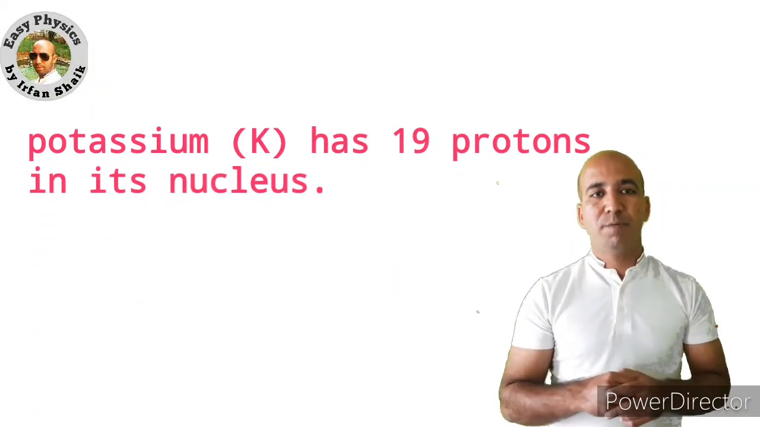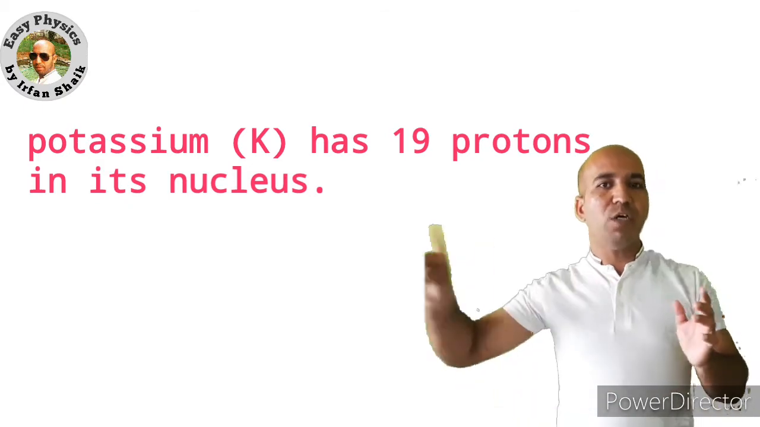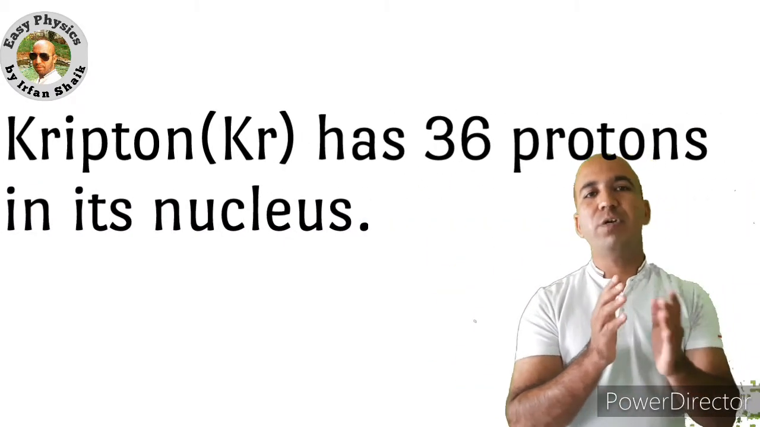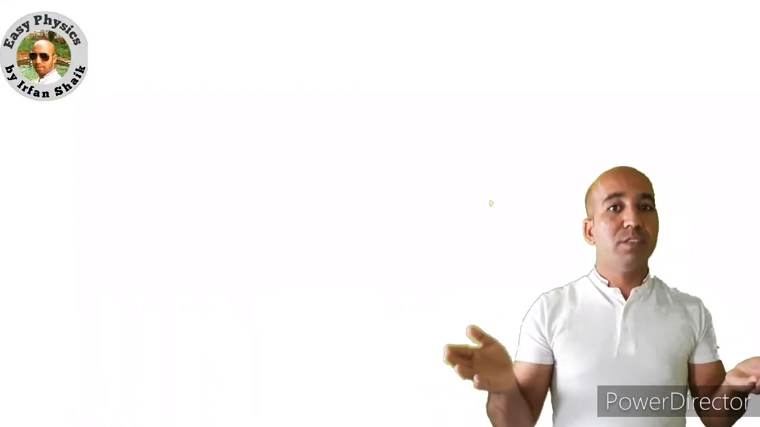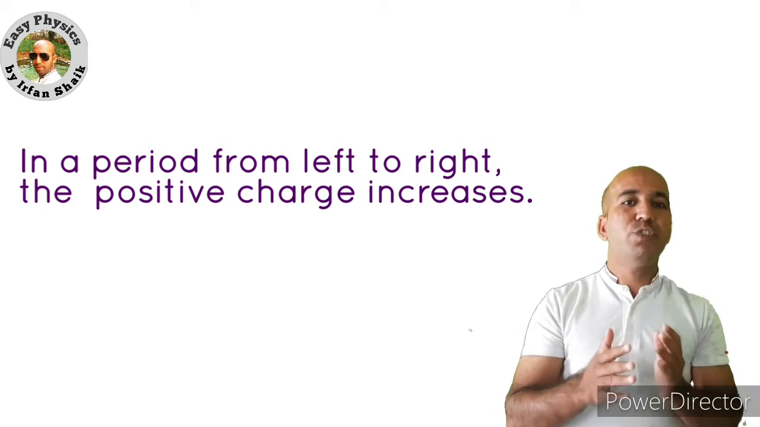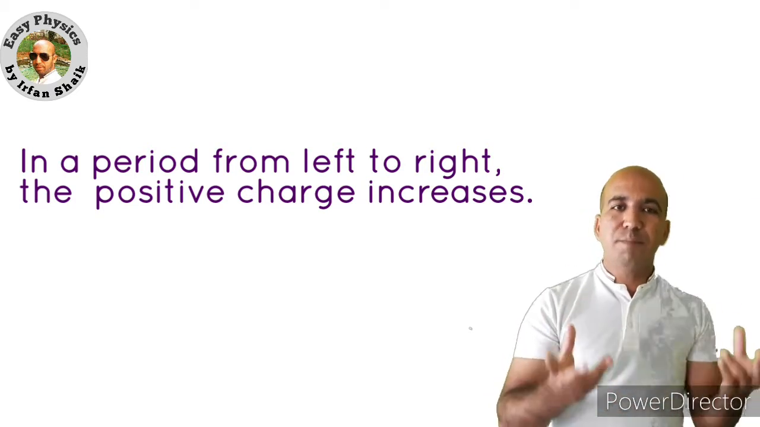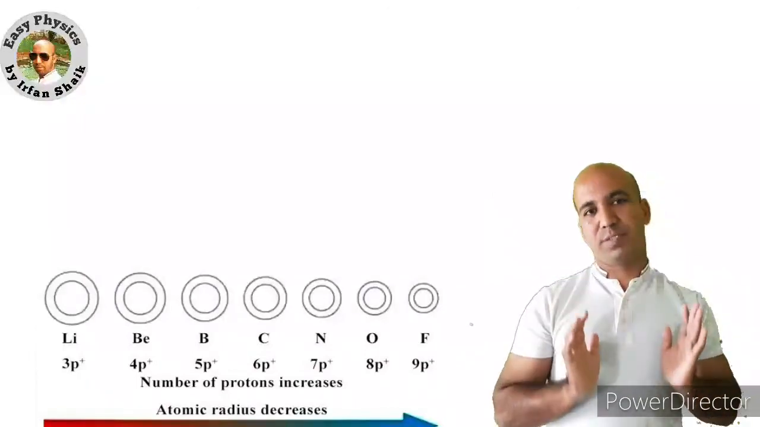Let us suppose the 4th period. The first element in the 4th period is potassium, and potassium's atomic number is 19. That means in the nucleus of potassium there are 19 protons, and in the fourth period the last element is krypton. Krypton's atomic number is 36. That means krypton has 36 protons in its nucleus. See, potassium and krypton are both present in the same period, but potassium has only 19 protons in the nucleus and krypton has 36 protons in the nucleus. That means in a period from left to right, the positive charge in the nucleus increases. As the positive charge in the nucleus increases from left to right in a period, the atomic size decreases.